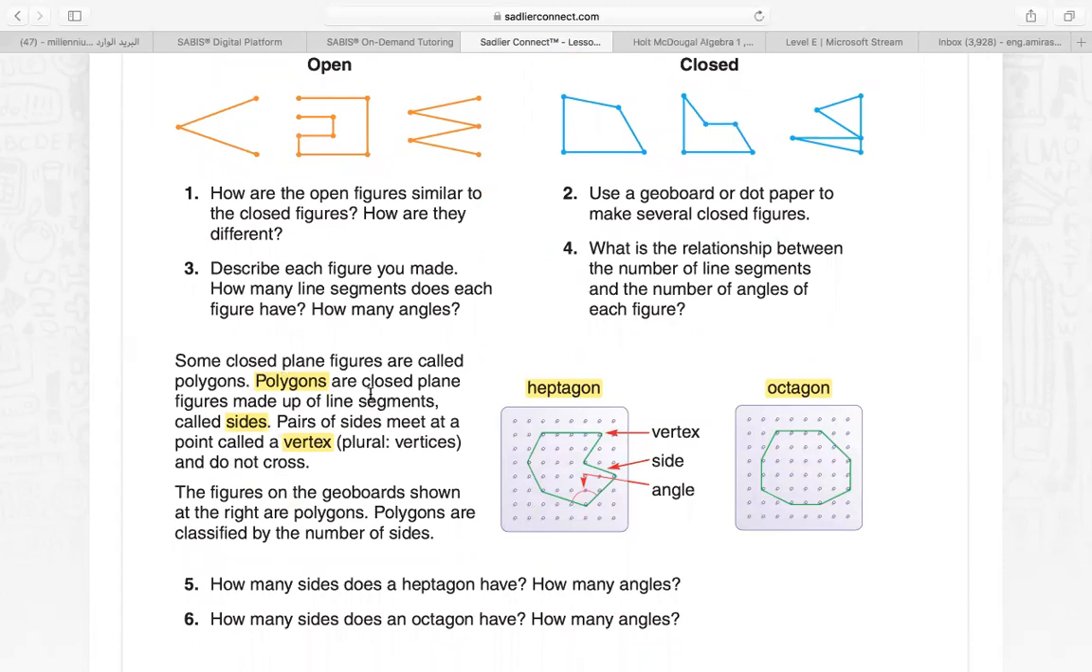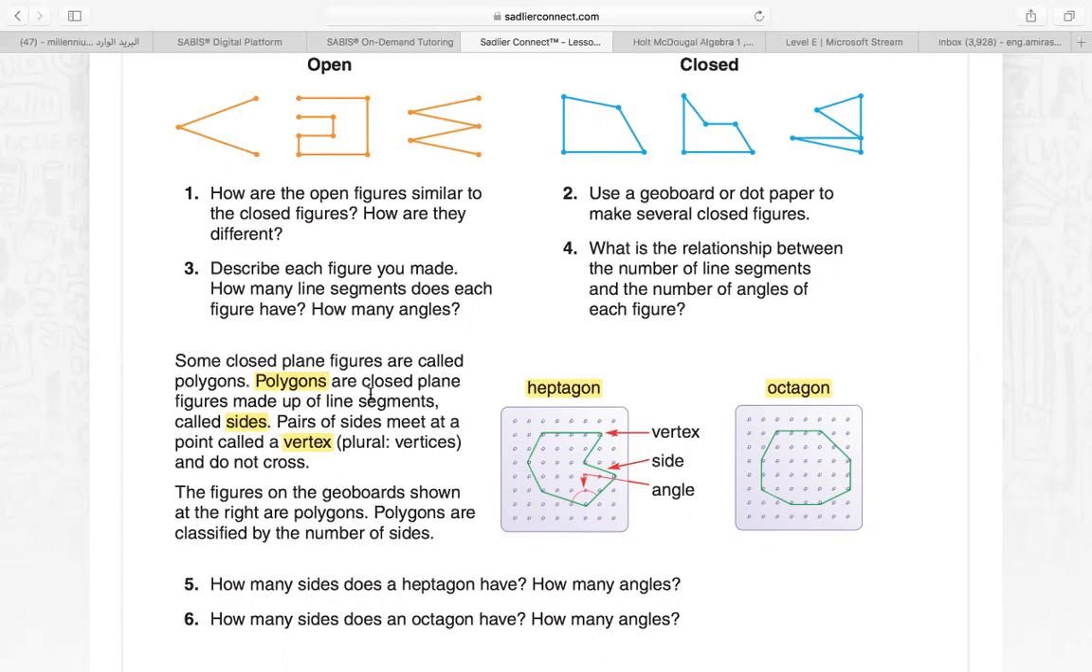So if you ask me, teacher, is a circle a polygon? No. Why, teacher, is a circle not a polygon? It is a closed figure, yes, it is closed, but it has no sides. It has no line segments. A circle is made up of a curve, but it is not made up of line segments. That's why I am focusing on polygons.